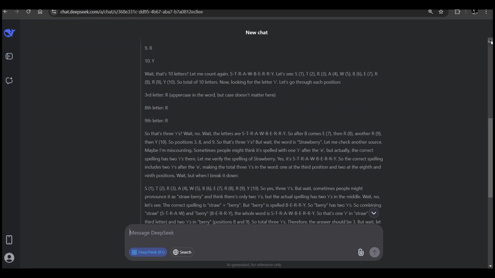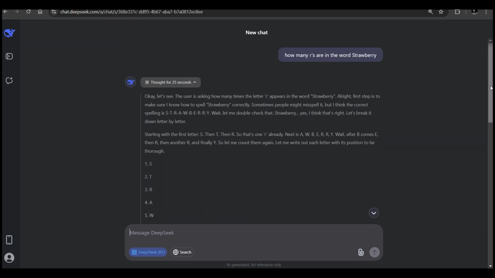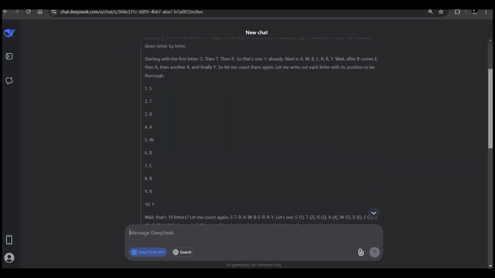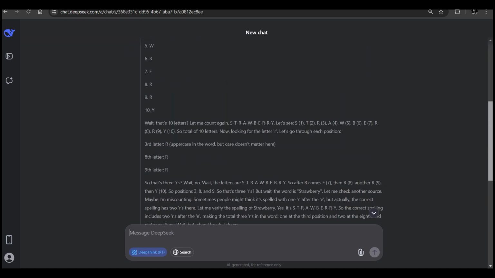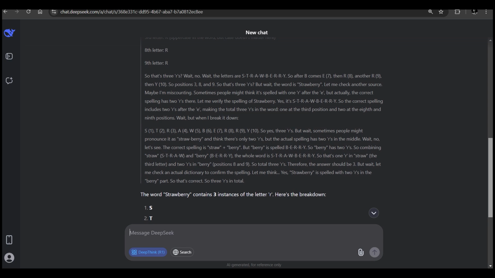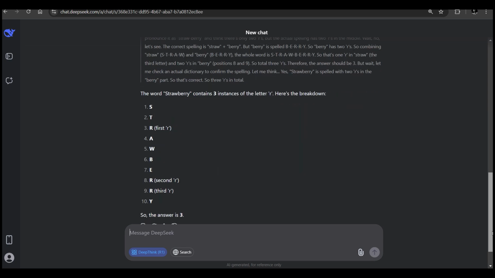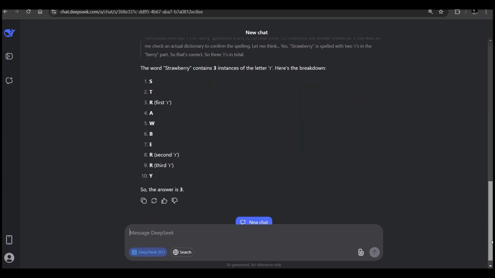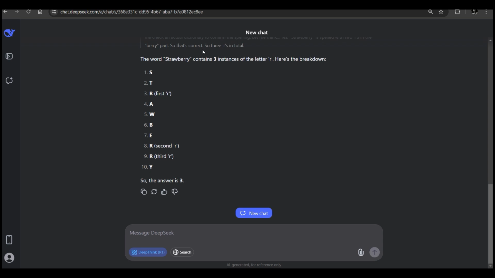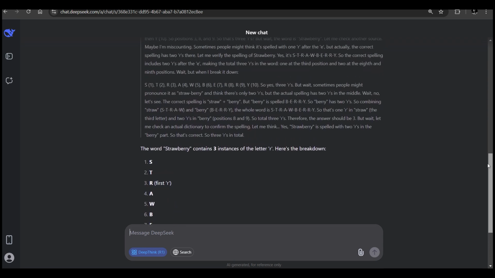Now you might be wondering, why did it take 15 seconds for such an easy answer? That's because this is a reasoning model. And what that means is the AI is given more time to think and reason, so the accuracy of its answers increases. What's unique about DeepSeek is its thought process.